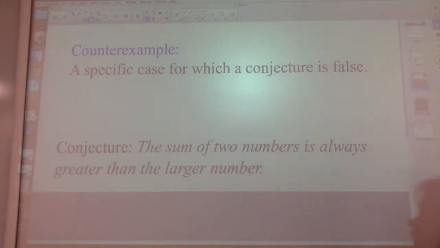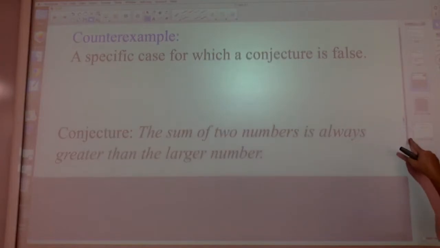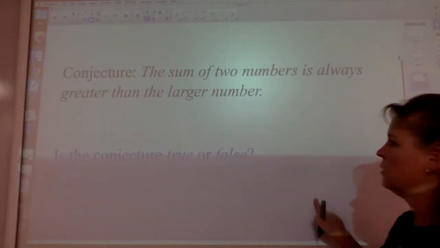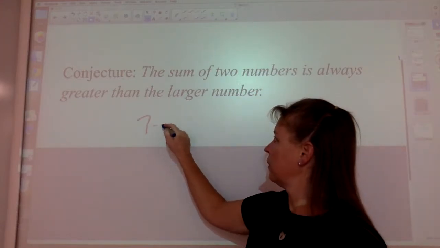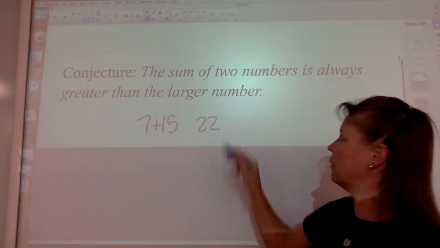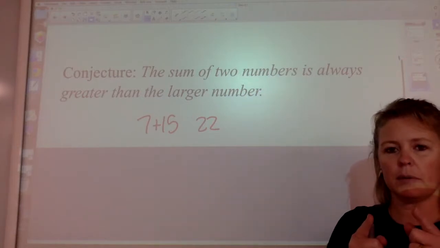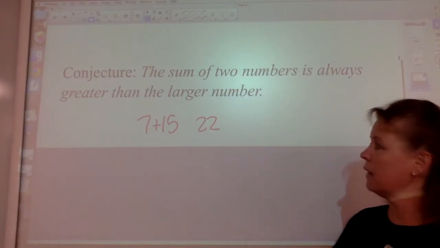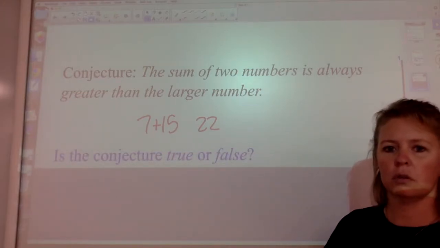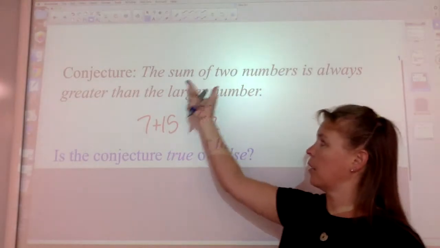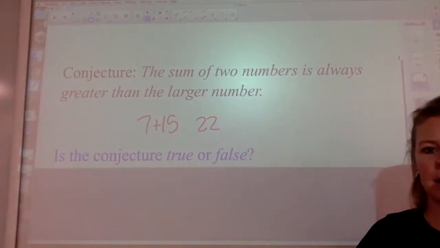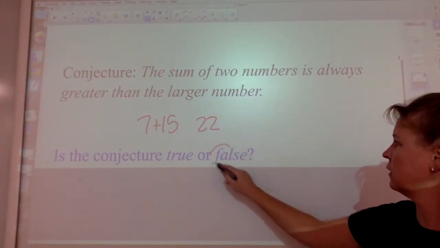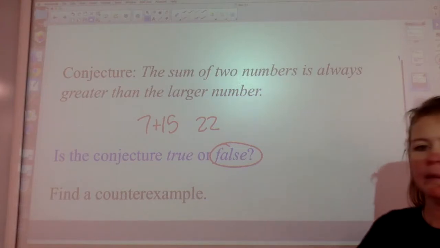So let's try it with this one. Here's a conjecture. The sum of two numbers is always greater than the larger number. Seems like a pretty reasonable conjecture. Totally makes sense. If you're going to add two numbers, I don't know, 7 plus 15, you're going to get a bigger number. So some would say, yeah, that conjecture is true. But you've got to be careful. Some people hear the word number and they automatically go on the positive side of the number line. Is it true or false? It's false. Find a counterexample.